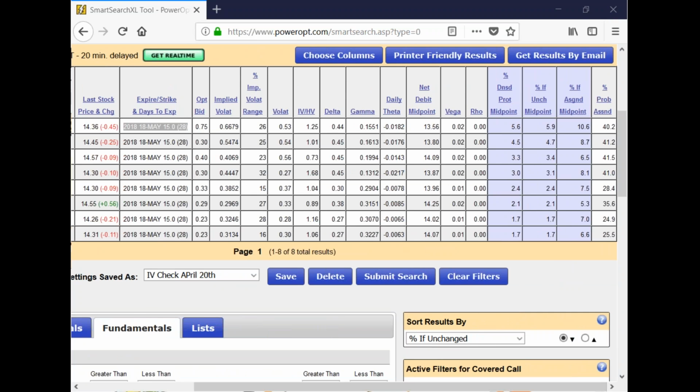Okay, and you see, of course, here the percentage if unchanged and downside protection. SVU is a 5.6% premium against the stock price. GG is only 1.7, and that's for 28 days. Okay, sweet spot's probably right in here somewhere, 2.4 to 3.3. But there's something coming up. You've got to research and analyze it.